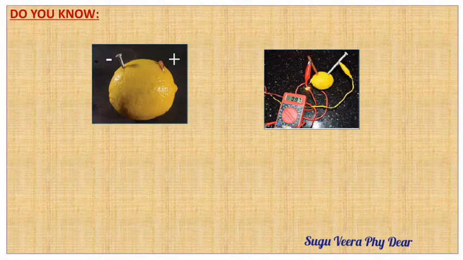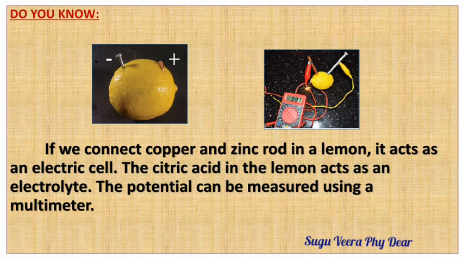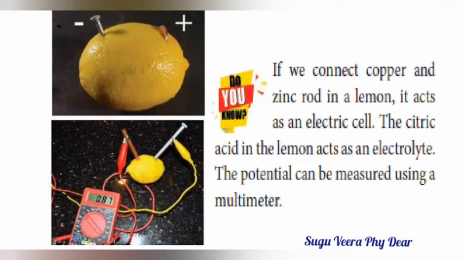If we connect copper and zinc rod in a lemon, it acts as an electric cell. The citric acid in the lemon acts as an electrolyte. The potential can be measured using a multimeter.